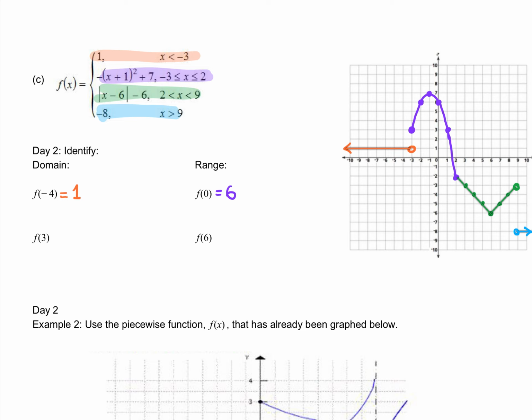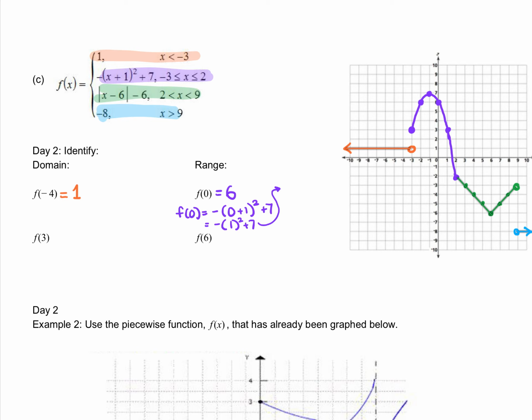So that's why we would use this function to calculate f of 0. So let's go ahead and do it algebraically. So f of 0 using the function would be negative 0 plus 1 squared plus 7. So that's 0 plus 1 squared, which is going to be negative 1 squared plus 7. Now be careful with this. When you're doing order of operations, you square first, and then we'll take care of that negative.